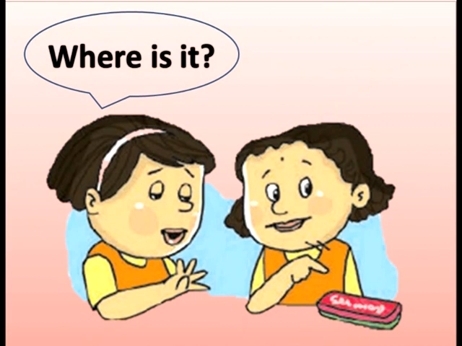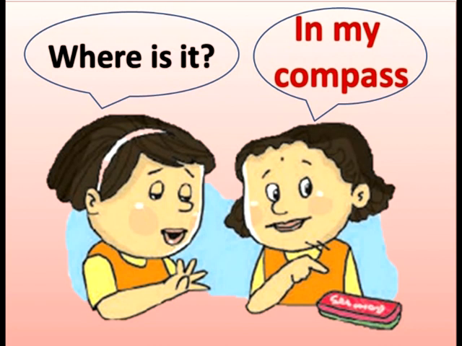Where is it? Namita is pointing somewhere. In this picture, Namita is pointing somewhere. What does she want to say? In my compass.